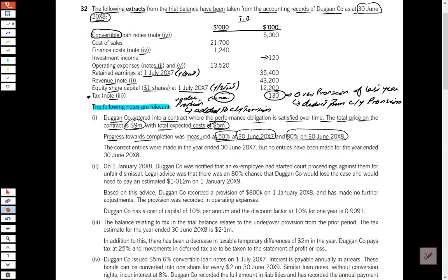And now a very important thing: how much of the contract was completed this year? If the total contract is now 80% completed, of which 50% was completed in the last accounting year-end date, it means 30% pertains to our relevant accounting period. The corrected entries were made in the last year, 30th June 2007, but no entries have been made for the year ended 30th June 2008.